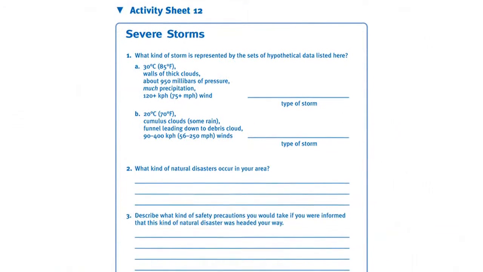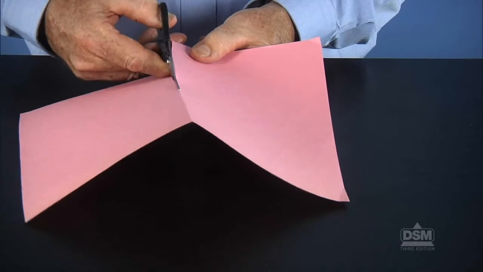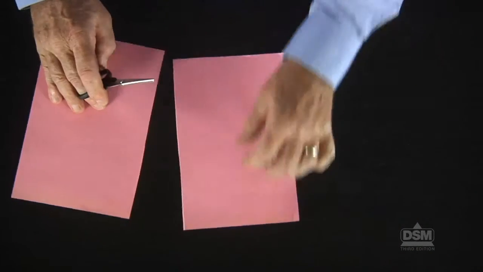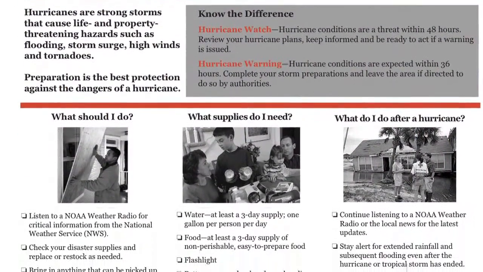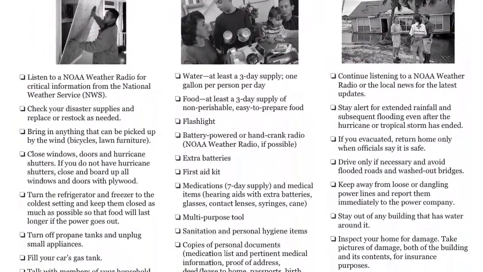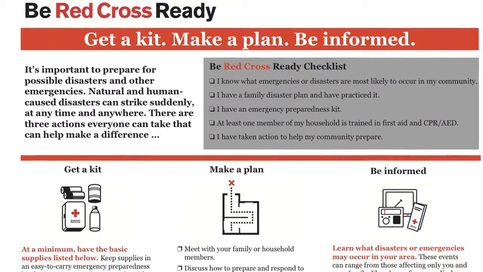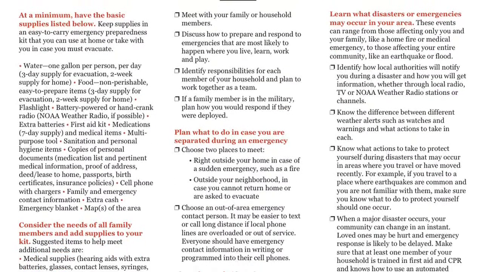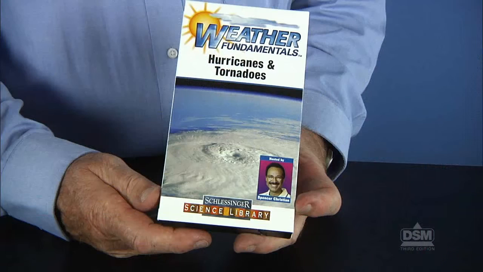To prepare for the activity, make a copy of Activity Sheet 12 for each student. Cut the construction paper in half to make 10 centimeter by 30 centimeter pieces. Obtain literature on severe storms and natural disasters that are possible in your area. These handouts are available from your local Red Cross or your state emergency management administration. Have a TV available for viewing the video on hurricanes and tornadoes.